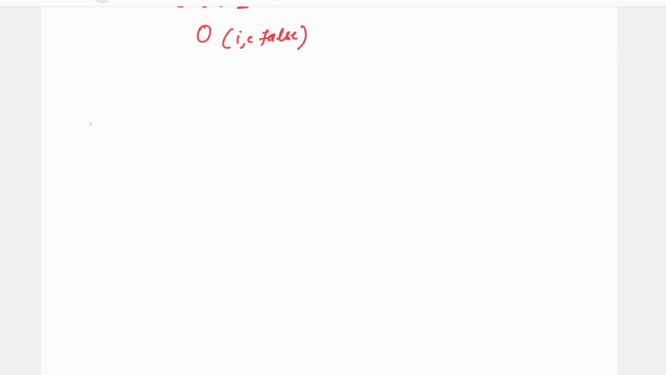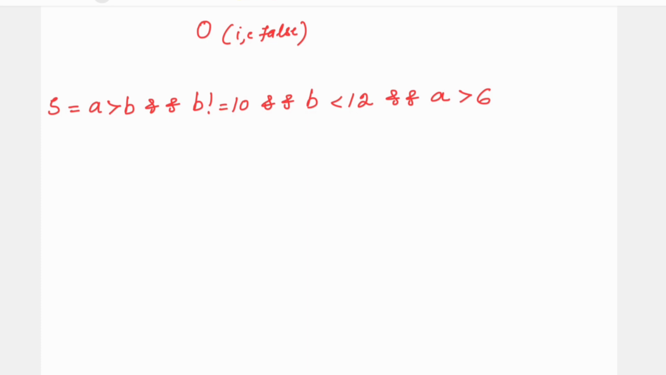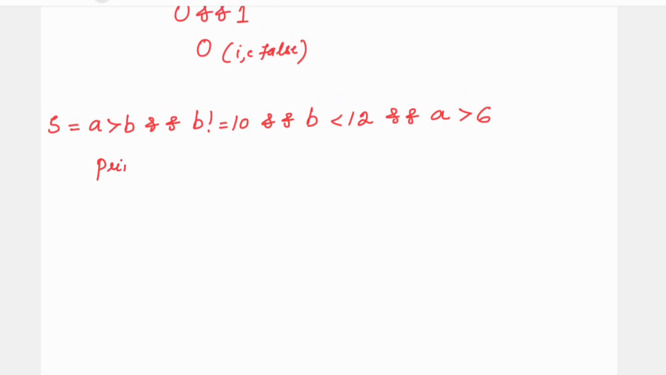Suppose you have an expression like this, a greater than b. Let me assign this to some variable s equal to a greater than b, logical ANDed with b not equal to 10, logical ANDed with b less than 12, logical ANDed with a greater than 6. Some numbers randomly I have taken. And I want to print the result here. Printf, I want to see what is the value that gets stored in s.